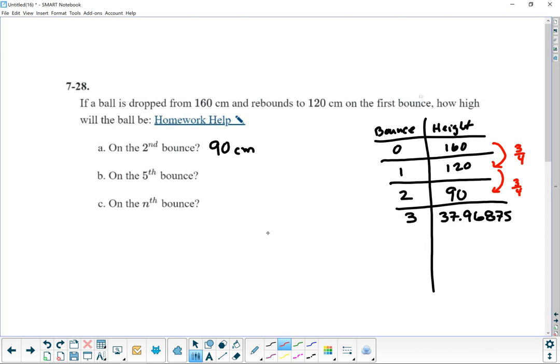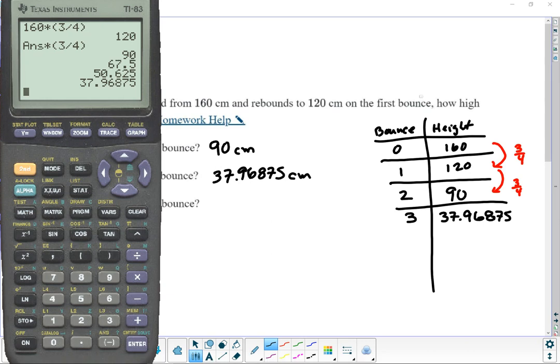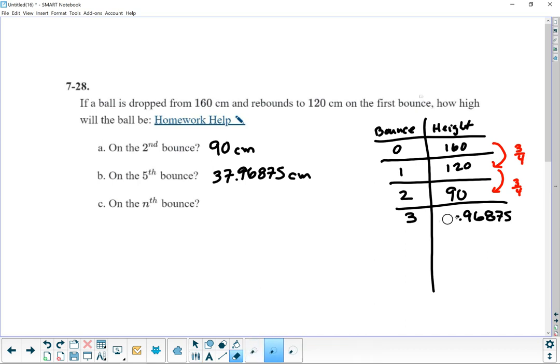Fifth bounce. Oh, yeah. So fifth bounce is 37.96875 centimeters. Sorry, I wrote it wrong. Third bounce was right here. Third bounce was 67.5. Okay. So I wrote that wrong. Right, but you just keep doing that.